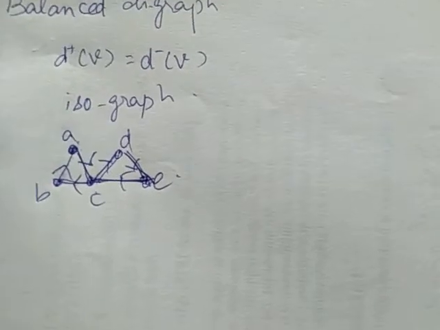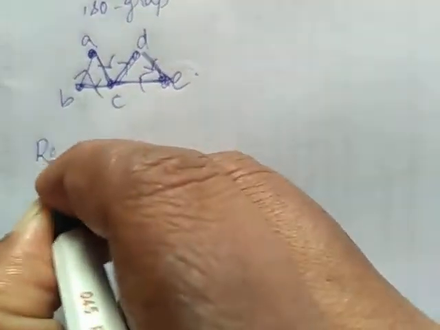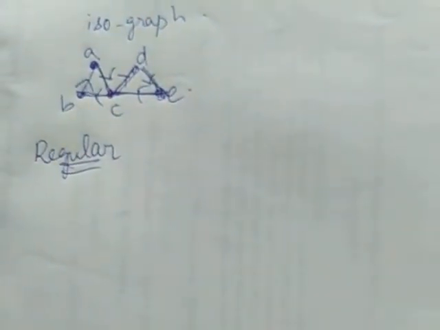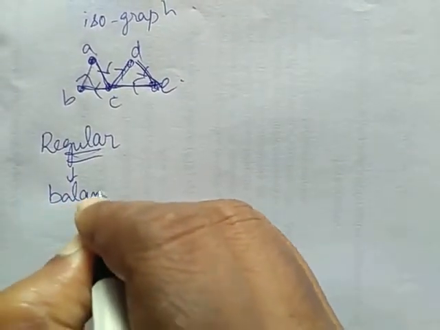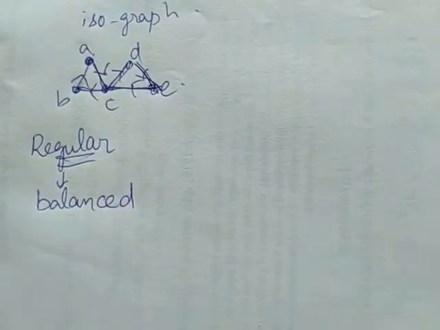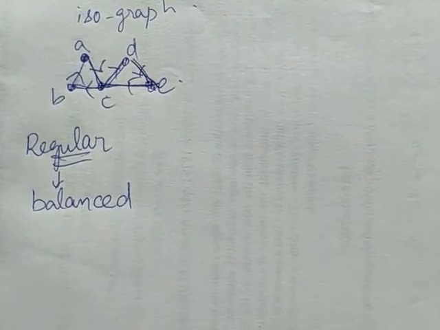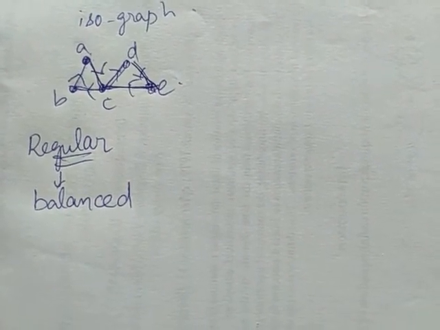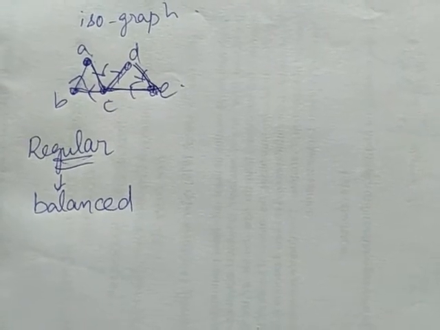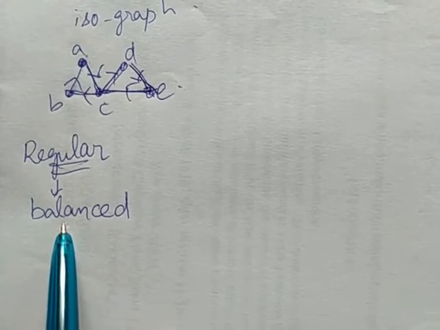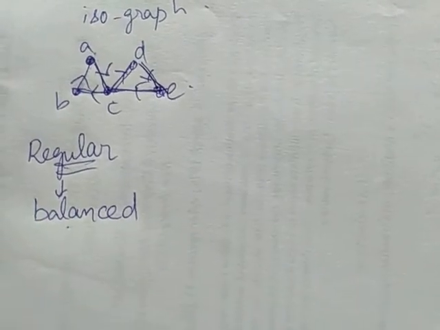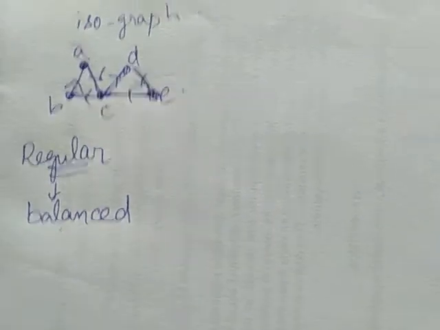Next one, we are going to study the regular digraph. A regular directed graph should be a balanced digraph. Very first thing is, it should be a balanced digraph. It means it should have in degree equal to out degree for every vertex. Now this balanced digraph is said to be regular if every vertex has the same in degree and out degree. See what is the difference here?